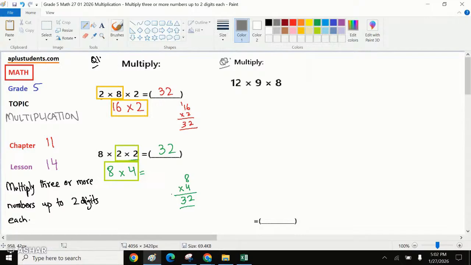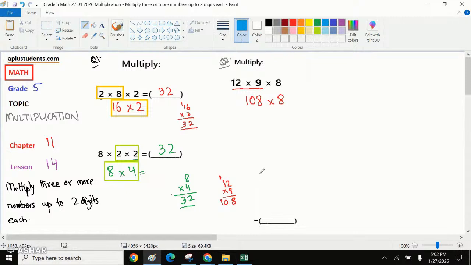We can say 12 multiplied by 9. So we can do the working. 12 multiplied by 9: 9 times 2 is 18. We carry a 1. 9 times 1 is 9, plus 1 is 10. That means this comes out to be 108, multiplied by 8, right? So if we have the number 108 multiplied by 8, we can do the multiplication.